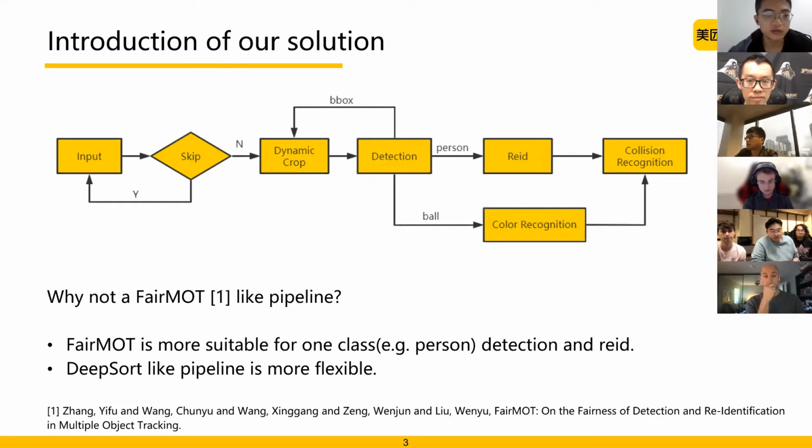We used a DeepSORT-like pipeline. We didn't use FairMOT because it is more suitable for one-class detection and re-ID. So DeepSORT is more flexible for this challenge.